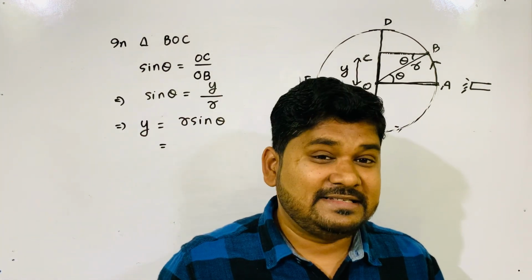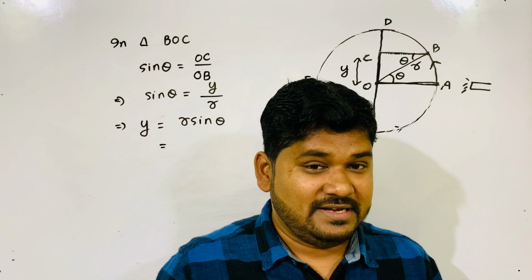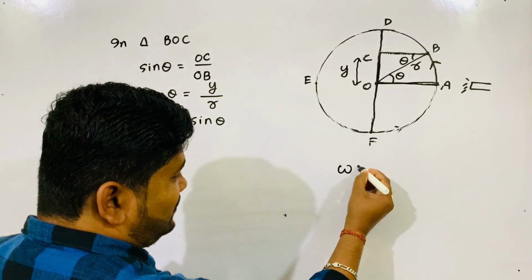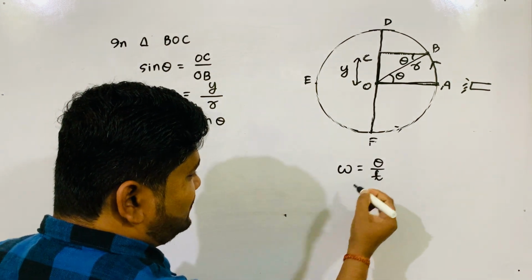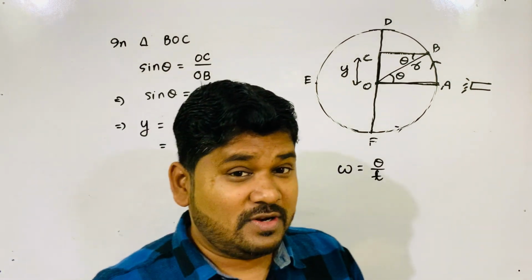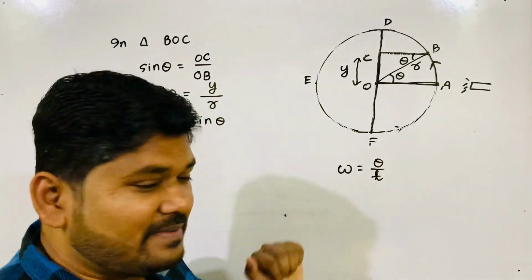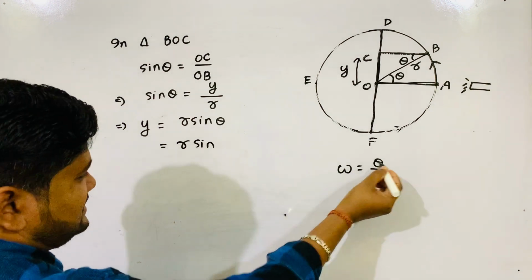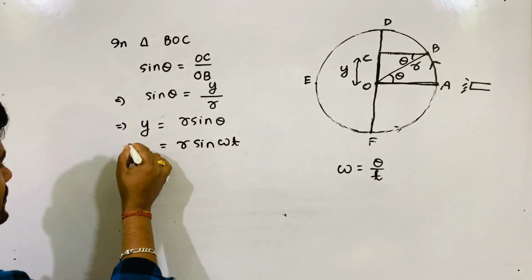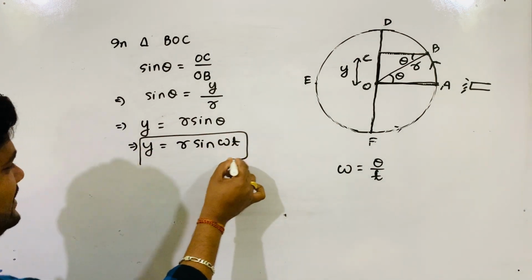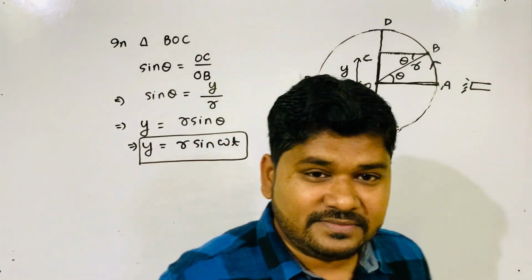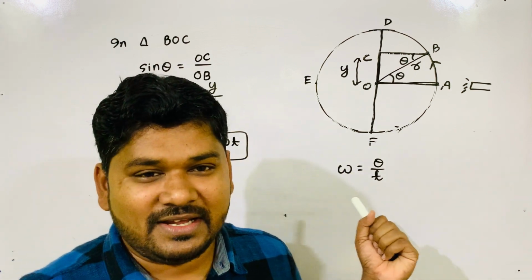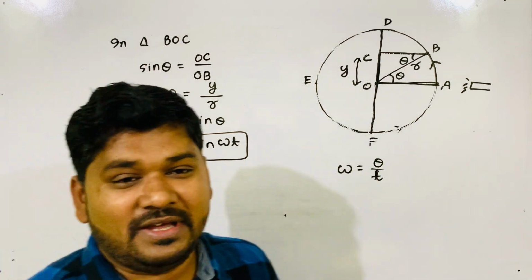But theta is angular displacement. If omega is angular velocity, then there is one relation: omega is equal to theta by t. You must have remembered this, you have read it in circular motion. So in place of theta, I can write omega t. So y is equal to r sin omega t. You got your equation? This equation we derived in the previous class, and the same equation we also derived from here.